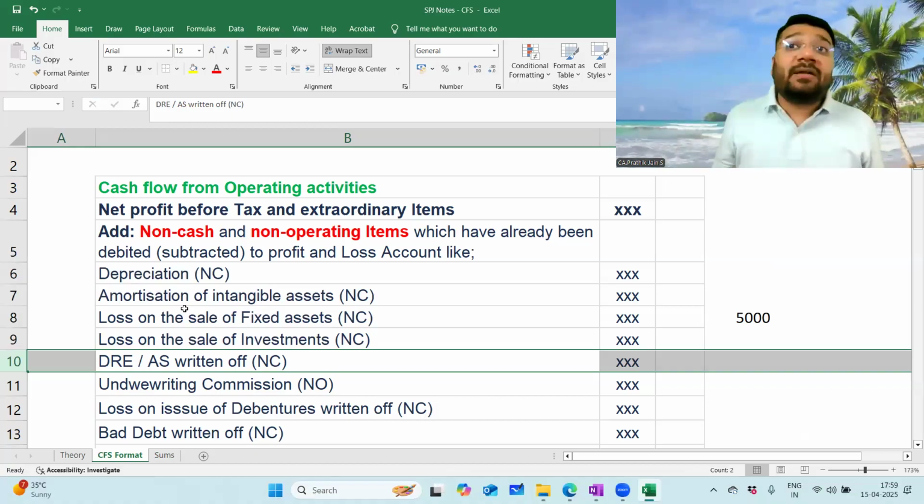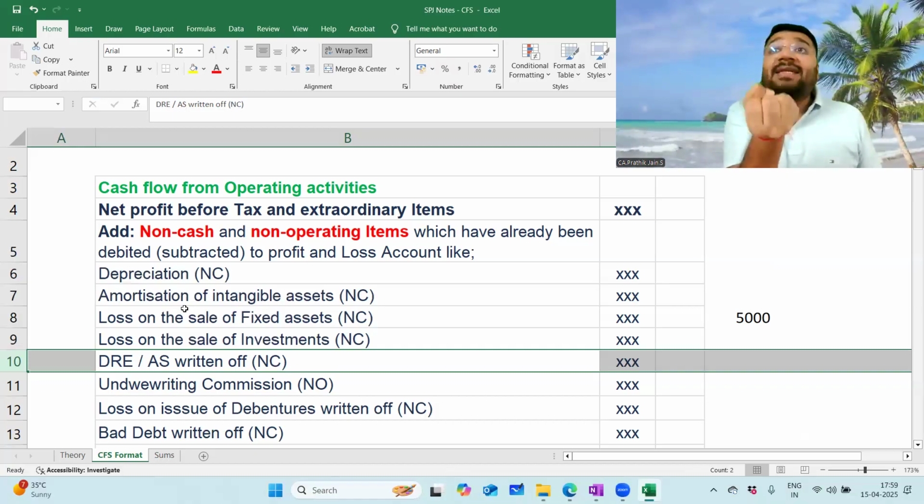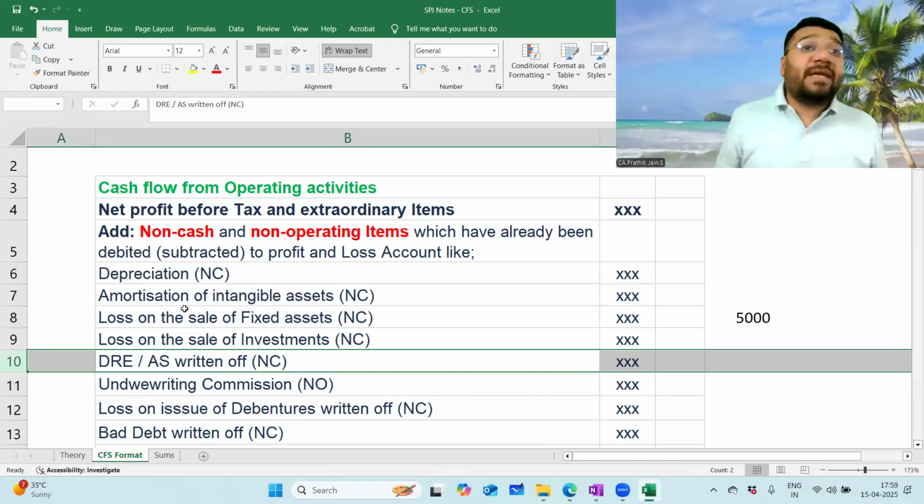What is capital expenditure? I'm spending money, but the benefit is coming for more than 1 financial year, not just the current year. Plus, I'm creating an asset in my name. Now, what is deferred revenue expenditure?